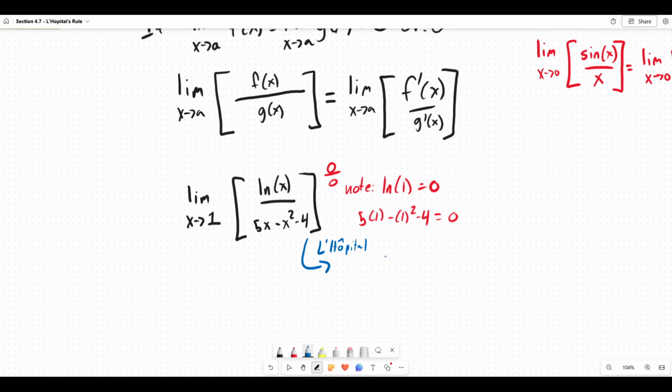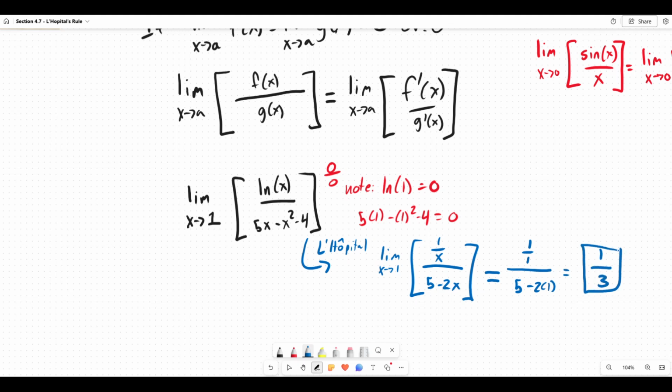L'Hôpital's rule. So this is going to instead be the limit as x approaches 1 of, what's the derivative of the natural log of x? 1 over x, divided by, what's the derivative of 5x minus x squared minus 4? It's going to be 5 minus 2x. And this, hopefully, we can just plug in our 1. So this is going to be 1 over 1 divided by 5 minus 2 times 1, which is 1 over 3. And there's our limit.